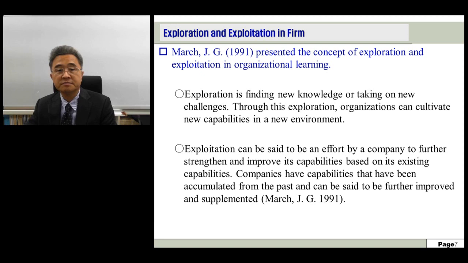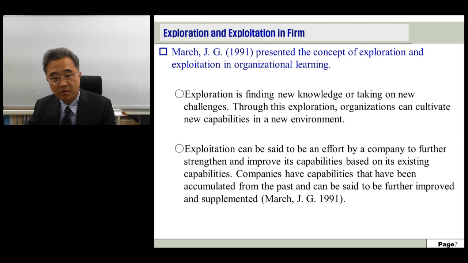Okay, James March presented the concept of exploration and exploitation in organizational learning. Exploration is finding new knowledge or taking on new challenges. Through this exploration, an organization can cultivate new capabilities in a new environment. An organization searching for something new from scratch is the concept of exploration.